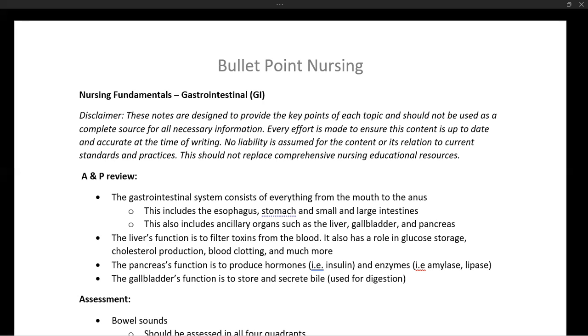The liver's function is to filter toxins from the blood. It also has many other roles, including being a part of glucose storage, cholesterol production, blood clotting, and much more. The pancreas's function is to produce hormones such as insulin and enzymes such as amylase and lipase. The gallbladder's function is to store and secrete bile, which is used for digestion.